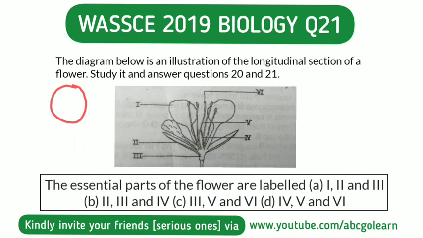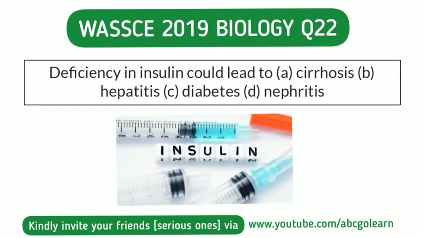So the answer to this question is D, that's IV, V, and VI. You see, this question is very, very simple. So let's take our answer: IV, V, and VI.